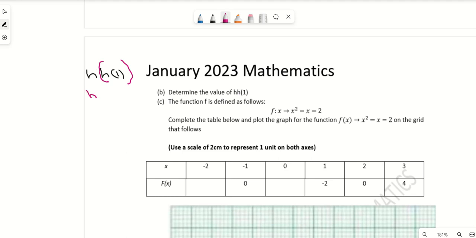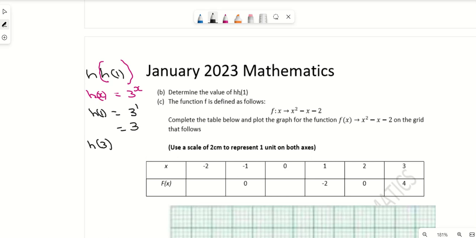Now we know that h of x was given above. H of x is equal to 3 to the power of x, right? So we're going to do the bracket first. The bracket first says h of 1, which means that x is equal to 1. So that's 3 to the power of 1, which is equal to 3. So now wherever we see h of 1, we're going to put 3. So it's going to be h of 3. Instead of h of 1, you're going to put 3 because that is the answer for h of 1, right?